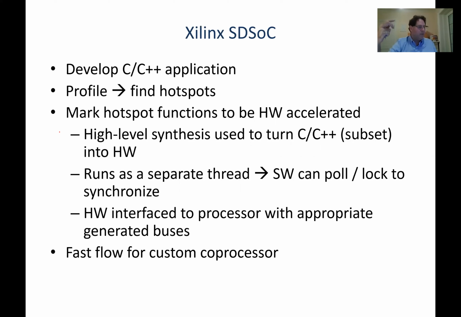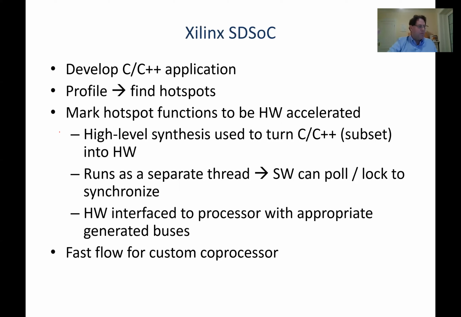Now that C or C++, it doesn't handle all C or C++, so it's a subset. So you have to make sure those functions are written in that subset of the language. You might have to add some pragmas. But it allows you from that one interface to say, put this into hardware. And it'll run that hardware as basically a separate thread. Your software can now talk to it over a bus. So it can poll, are you done? It can choose to block. You can synchronize with it using standard software constructs, which are actually being mapped to transactions over a bus.